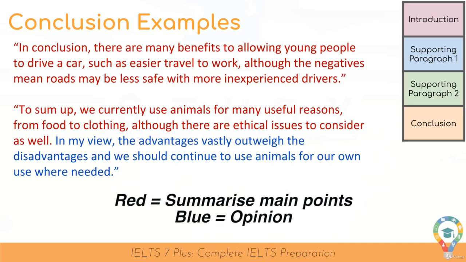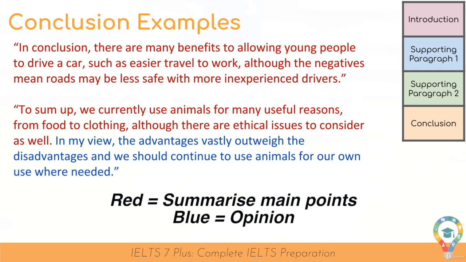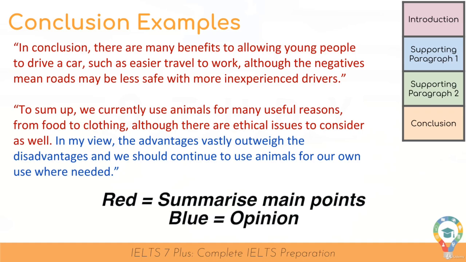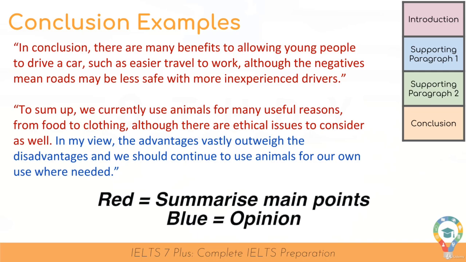Let's read through the first conclusion. In conclusion, there are many benefits to allowing young people to drive a car, such as easier travel to work, although the negatives mean roads may be less safe with more inexperienced drivers. And conclusion number 2, to sum up, we currently use animals for many useful reasons, from food to clothing, although there are ethical issues to consider as well. In my view, the advantages vastly outweigh the disadvantages, and we should continue to use animals for our own use where needed. So here are two examples of a one-sentence and two-sentence conclusion.